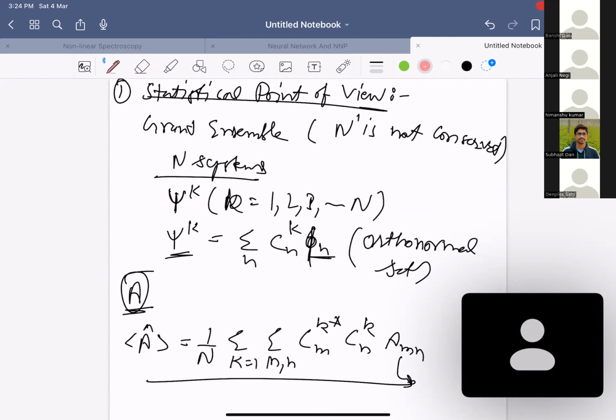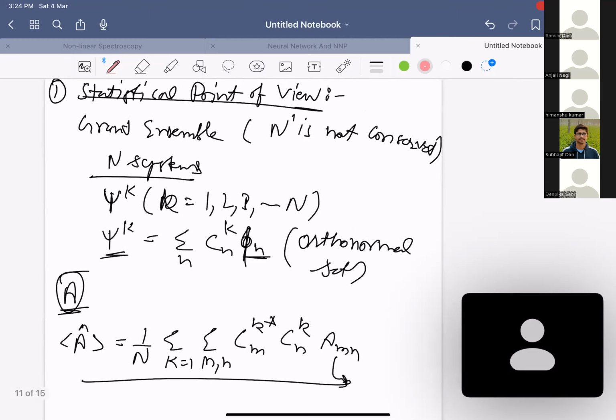Yes, actually here you are only talking about the ensemble of systems, not the particles. So for canonical and grand canonical, the derivation will be the same. Exactly the same. Yes. Okay.